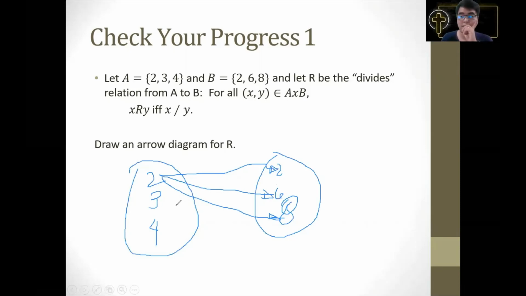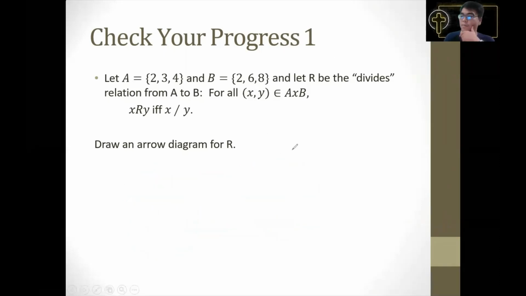Is 6 divisible by 3? Yes. So we draw an arrow. Is 8 divisible by 3? No. Is 2 divisible by 4? No. Is 6 divisible by 4? No. Is 8 divisible by 4? Yes. So we draw again an arrow. And that is how we draw an arrow diagram for R.